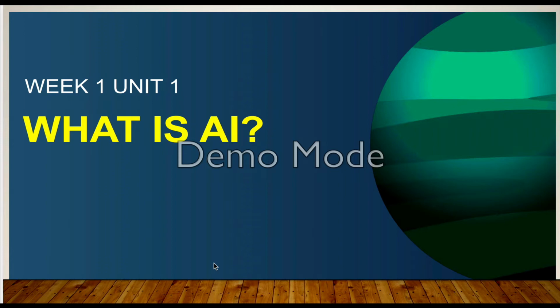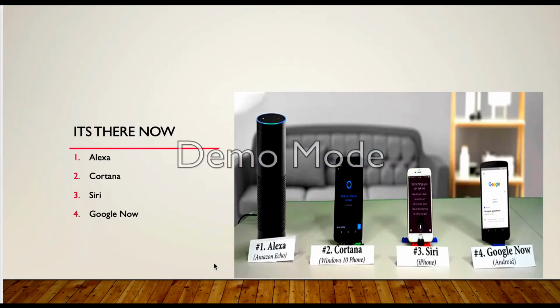Let's have a closer look at some of those state of the art AI applications we already see in our daily lives, such as Alexa, Cortana, Siri, Google Now. Alexa is from Amazon, Cortana is from Microsoft, Siri is from Apple, and Google Now is from Google Android. We've been using these in our daily lives, and one of the most prominent examples is natural language processing, or in short, NLP.